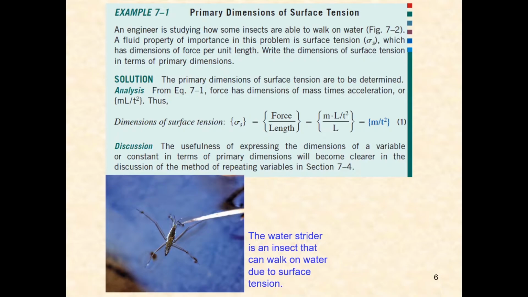For acceleration, the unit is meter per second squared, where meter is length and second squared is time squared, and M is mass. And of course, the dimension of the other term is length. So just dividing these, we will get the dimensions of surface tension. Basically, this is how we derive a parameter's dimensions from the primary dimensions. So surface tension is a non-primary dimension, derived from mass and time.